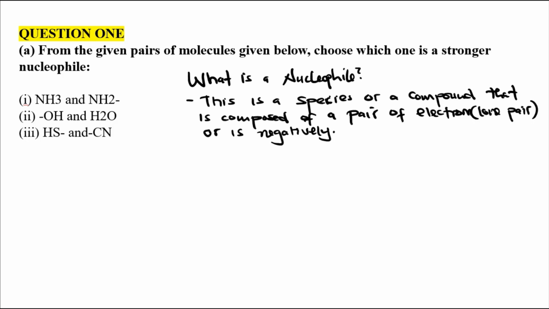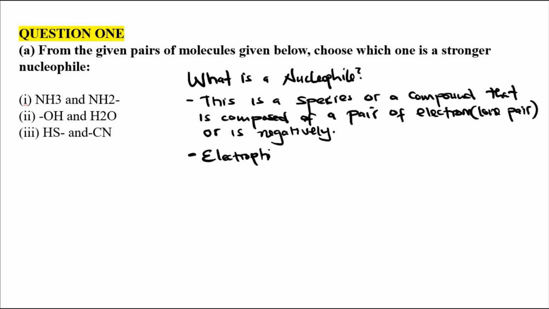Okay, so you know that the nucleus of an atom has got protons, and protons are positively charged. So whenever a molecule or a species has got a lone pair of electrons or is negatively charged, those lone pair of electrons or the negative charge will be seeking after the nucleus of another atom because the nucleus has got positively charged particles which are protons. Okay, so now the group of atoms or a species that a nucleophile attacks is what we call an electrophile.